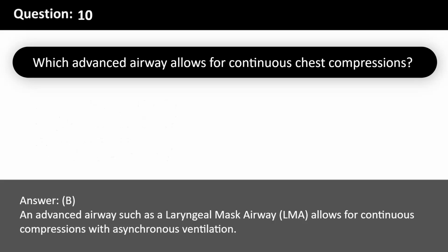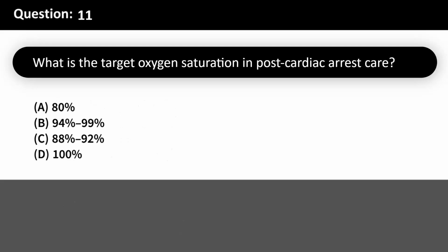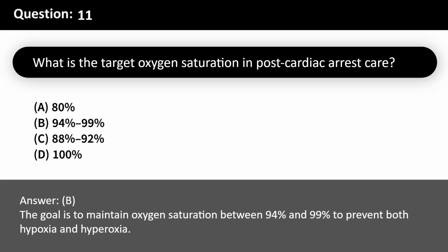What is the target oxygen saturation in post-cardiac arrest care? A. 80%. B. 94% to 99%. C. 88% to 92%. D. 100%. Answer, B. The goal is to maintain oxygen saturation between 94% and 99% to prevent both hypoxia and hyperoxia.